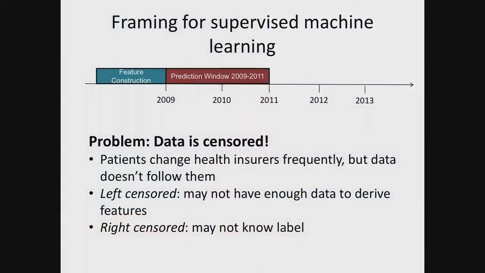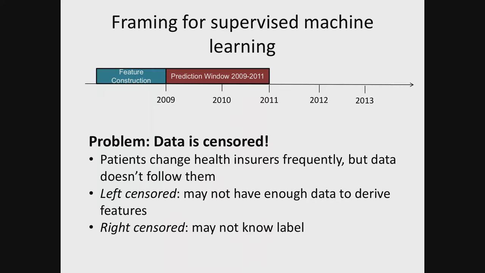Another problem is that the data is highly censored. What I mean by censoring is that we often don't have full visibility into the data for a patient. For example, patients might have only come into the health insurance in 2013. And so on January 1st, 2009, we have no data on them. They didn't even exist in the system at all. So there are 2 types of censoring. One type of censoring is called left censoring. It means when we don't have data to the left, for example, in the feature construction window.